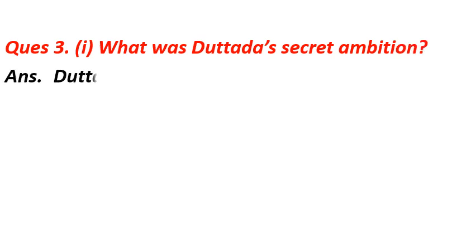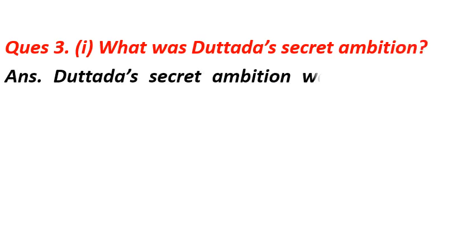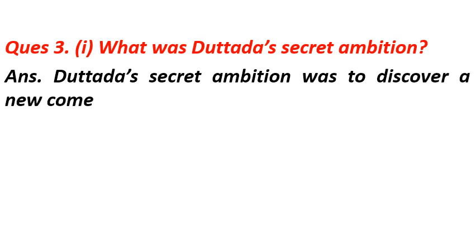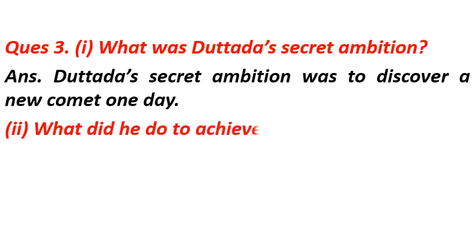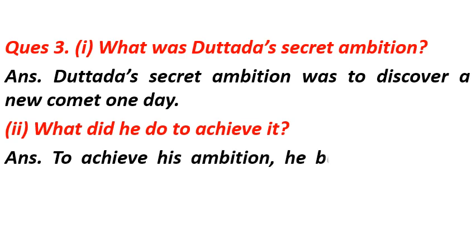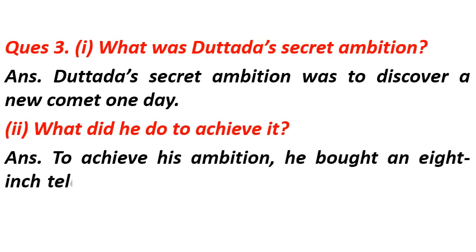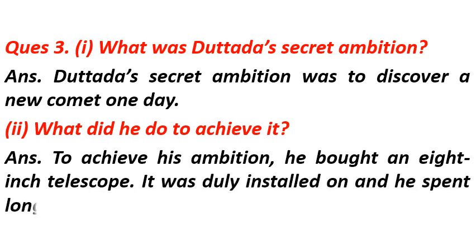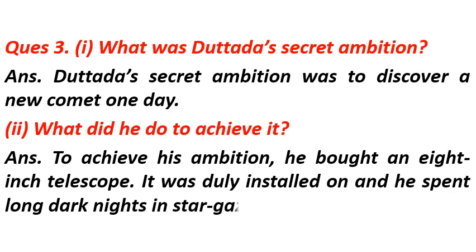Question number 3, part 1 is, what was Datta's secret ambition? The answer is, Datta's secret ambition was to discover a new comet one day. Question number 3, part 2 is, what did he do to achieve it? The answer is, to achieve his ambition, he bought an 8-inch telescope. It was duly installed on the roof of his house, and he spent long dark nights gazing at the stars.